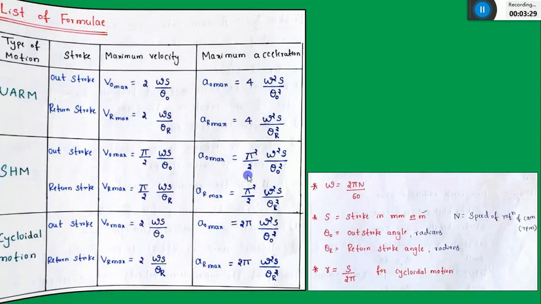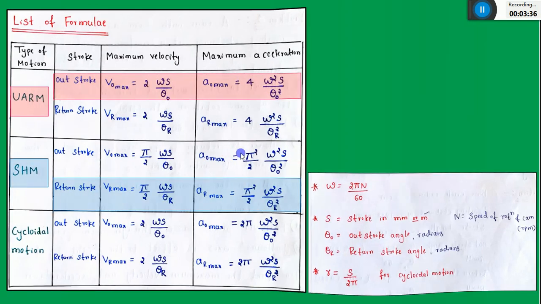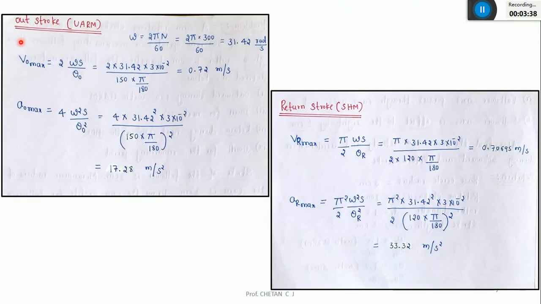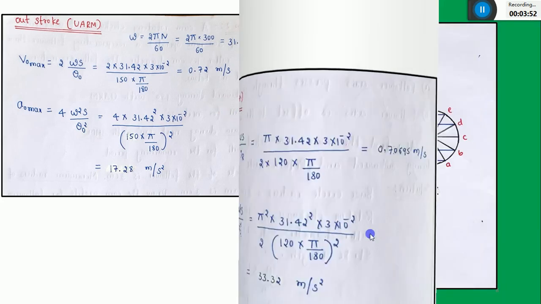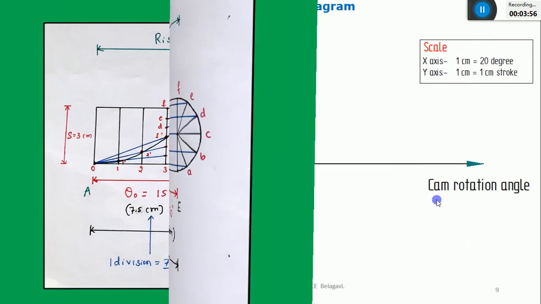And after that, we have gone through different formulas which are required for this problem, and we found the maximum velocity and acceleration during the outstroke, which is with UARM, and similarly the maximum velocity and acceleration during the return stroke, which is with simple harmonic motion. And we got all these answers. After that, we have started with the displacement diagram, and these were the steps.